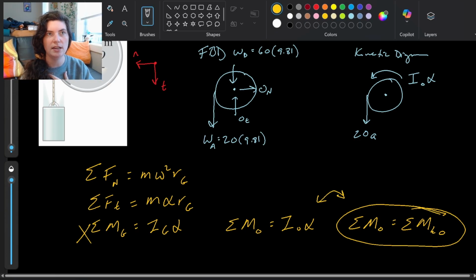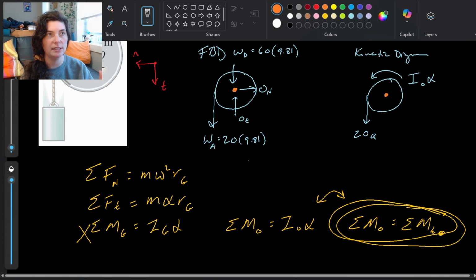But I'm going to go ahead and use this one at the end here just because I think it'll be easier. Again, you can use any of them. It's totally your call. But I'm going to use the moments about my free body diagram here, equaling the moments of my kinetic diagram. So again, I'm going about point O, about the center of each of these.